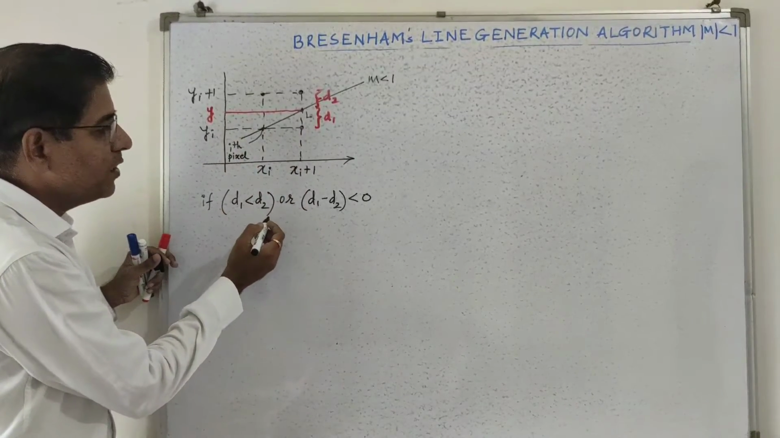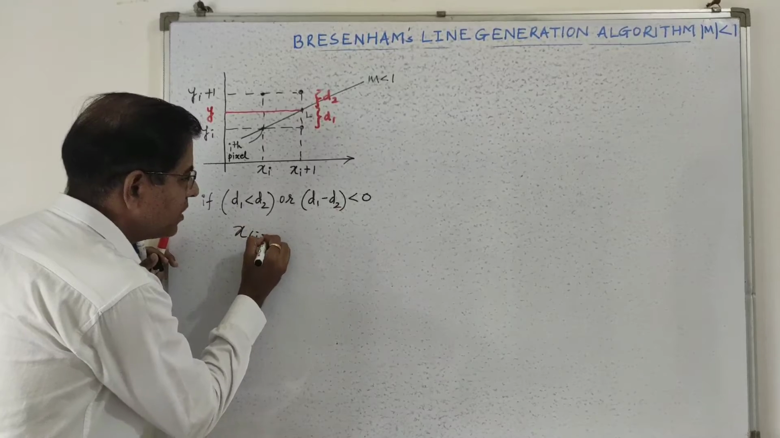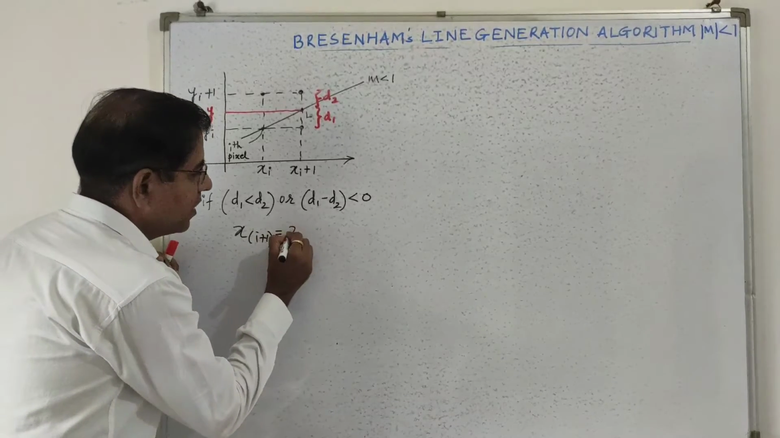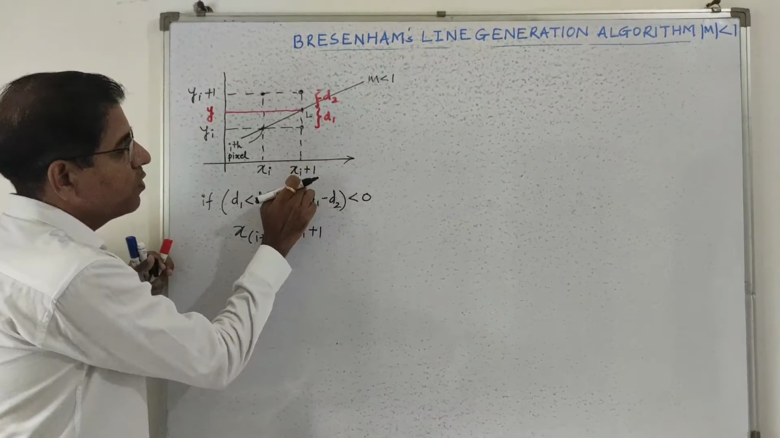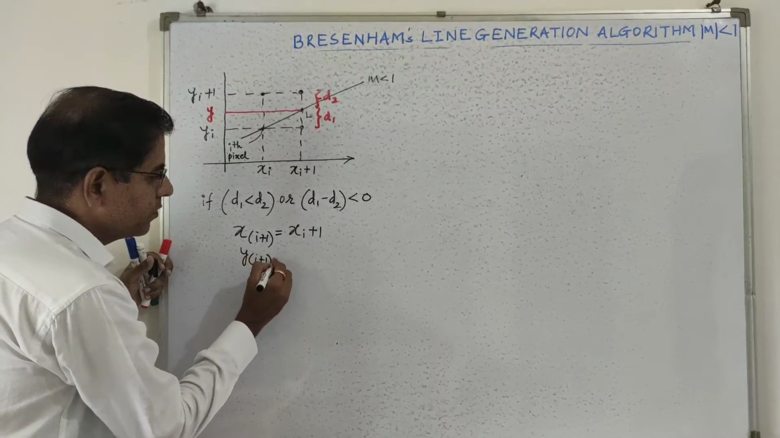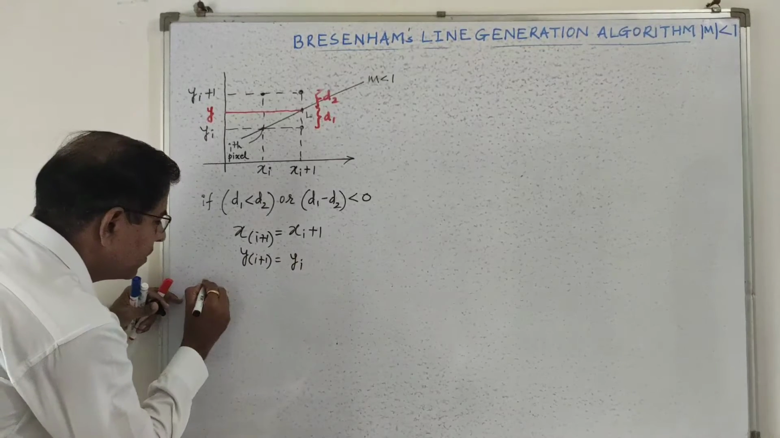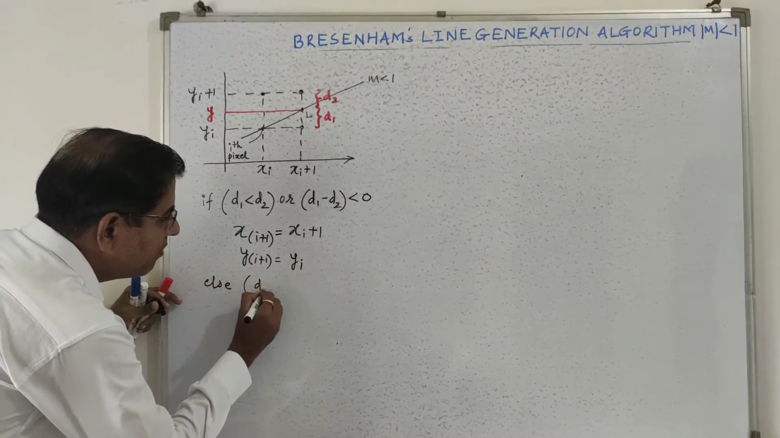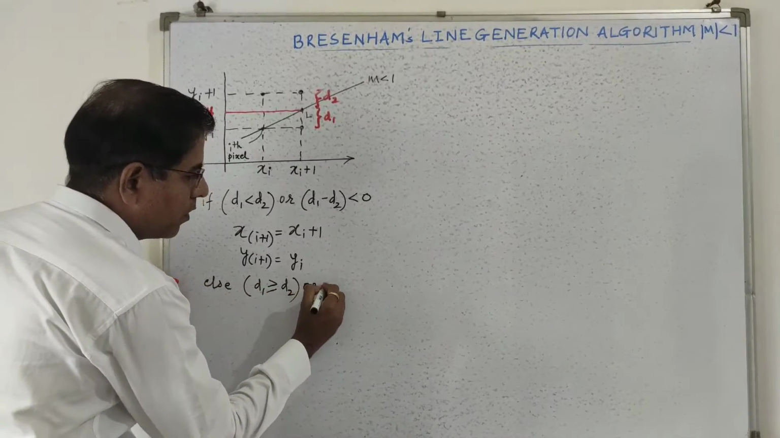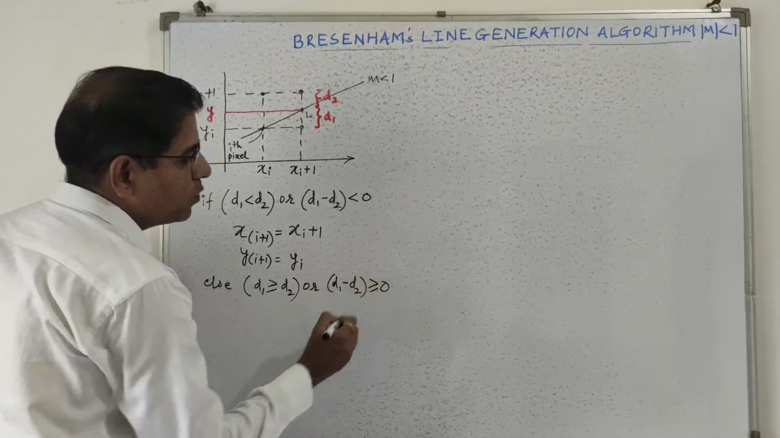So if d1 is less than d2, or d1 minus d2 is less than 0, then the next x coordinate of the pixel is xi plus 1. And what is the y coordinate? It's yi. So yi plus 1 is equal to yi. Else, if d1 is greater than or equal to d2, or d1 minus d2 is greater than or equal to 0.